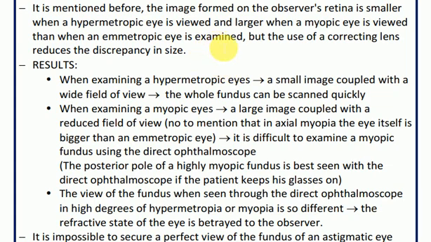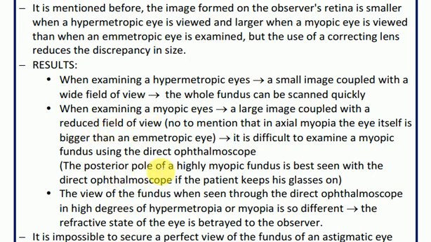As we already said, in hypermetropia the image seen by the observer is smaller. In myopia, it is larger. The use of a correcting lens also reduces this discrepancy in size. So again, for hypermetropic eyes: small image, wide field of view, and the whole fundus can be scanned quickly. Myopic eyes: large image, reduced field of view. In axial myopia, the eye itself is bigger than an emmetropic eye. So it is difficult to examine a myopic fundus using the direct ophthalmoscope because of the large image coupled with the reduced field of view.